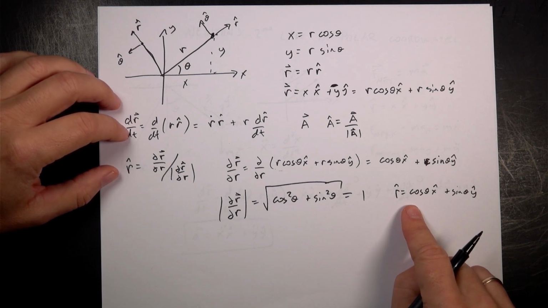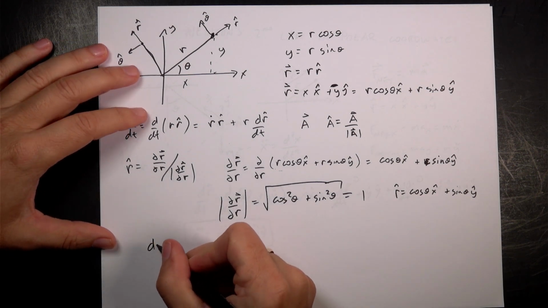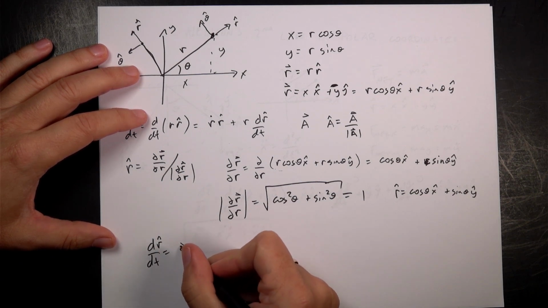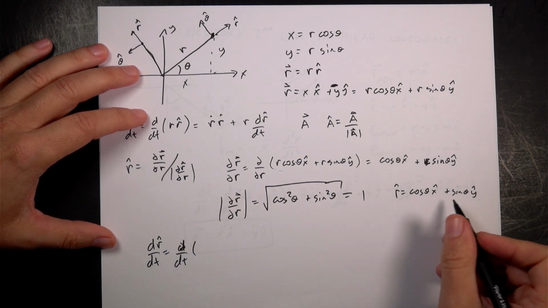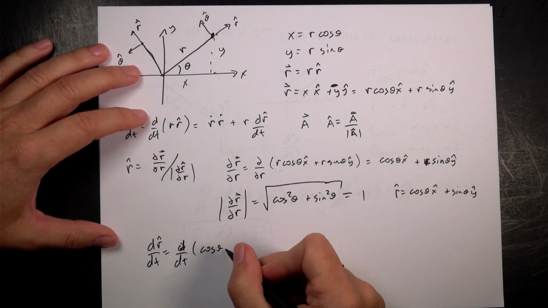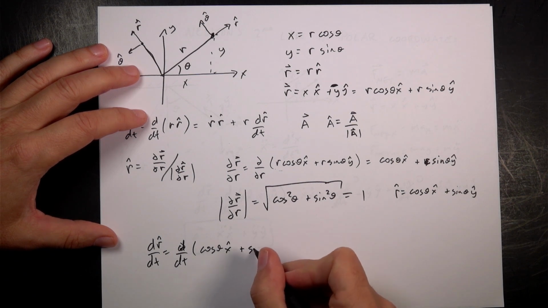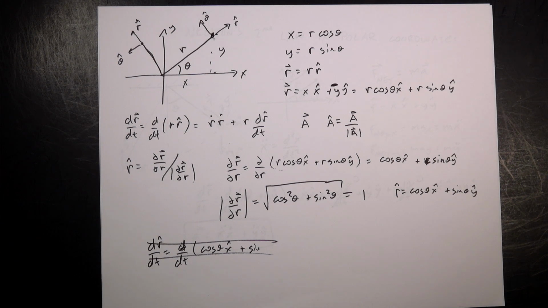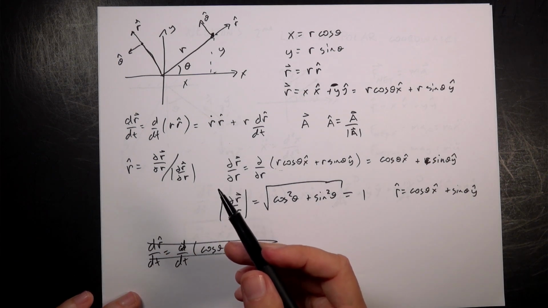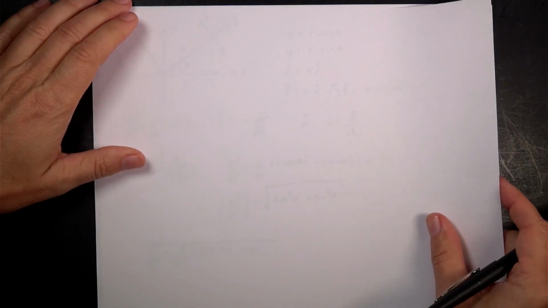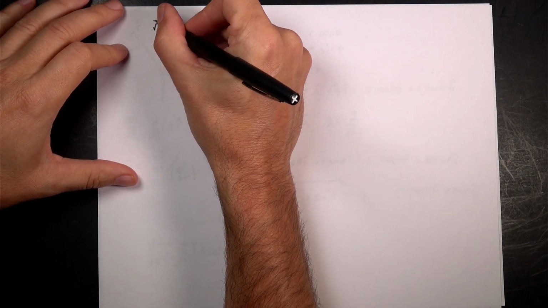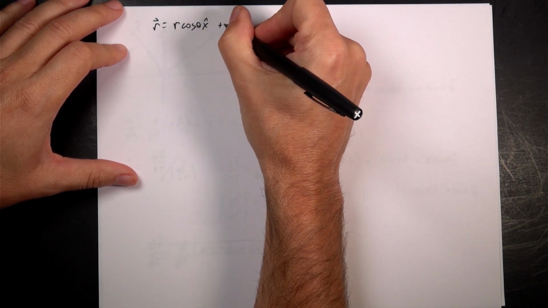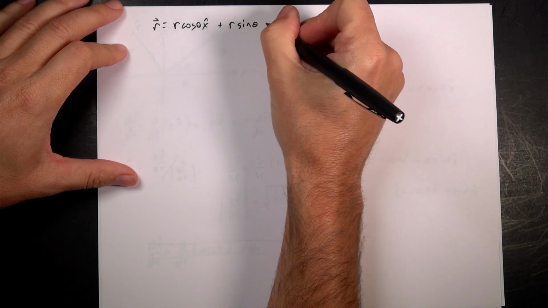I can take the derivative of r hat. So let's do that. The derivative of r hat with respect to t is going to be the derivative, not the partial, with respect to t of this, which is cosine theta x hat plus sine. You know what? Let's do first the derivative. Let's find theta hat. I have r hat. I know ahead of time I need theta hat. So let's say this. I'm going to put up here r equals r cosine theta x hat plus r sine theta y hat.